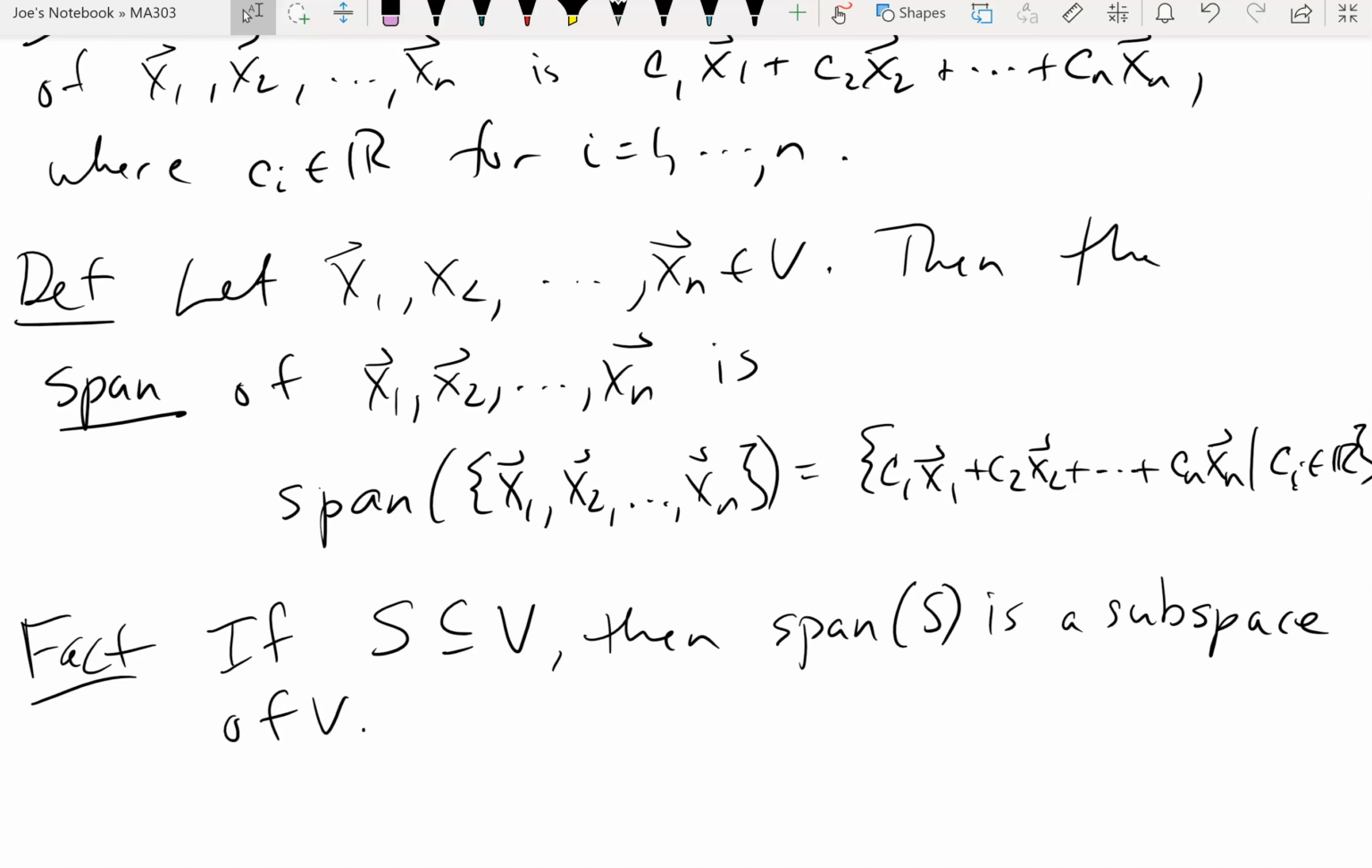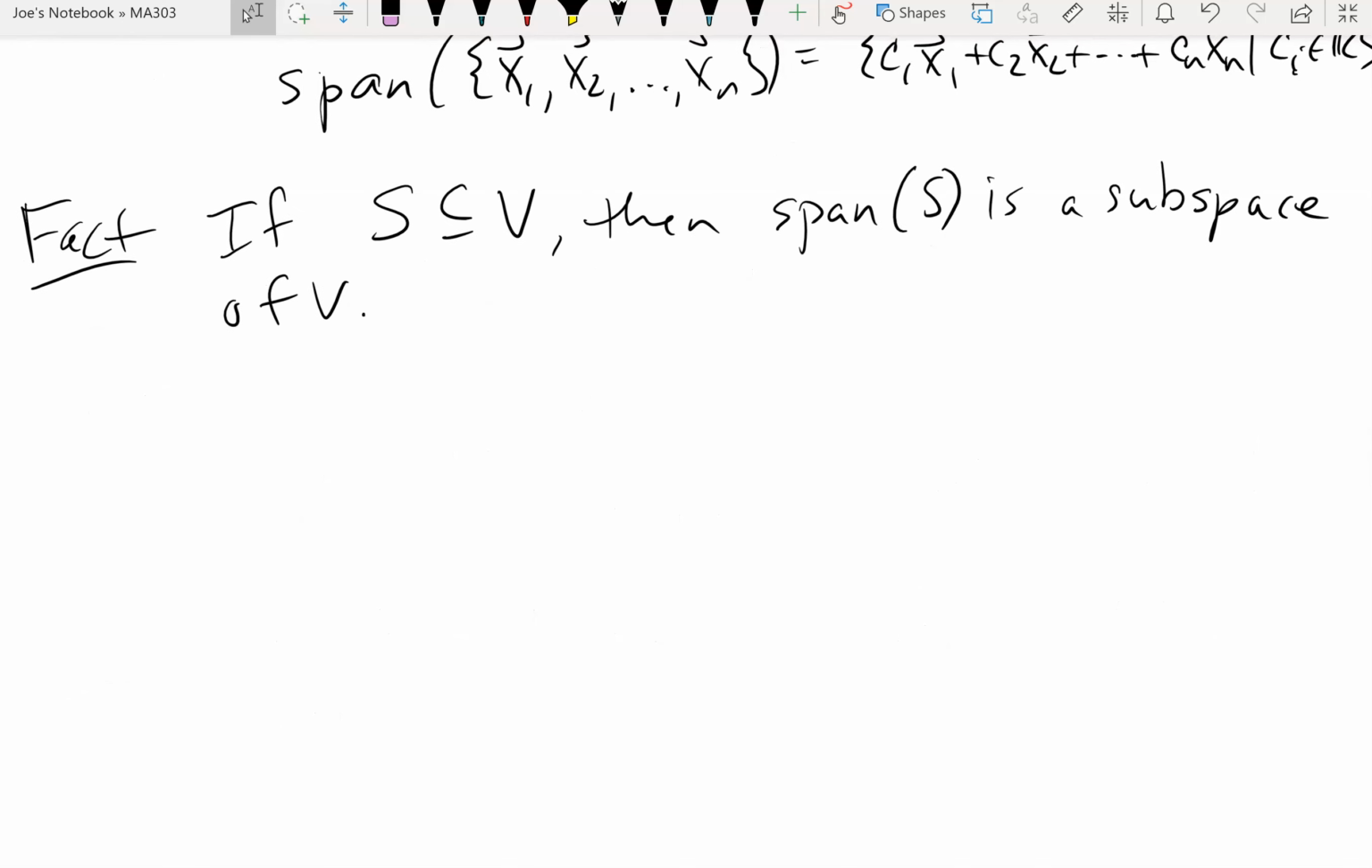Okay. So, the fact that the span is a subspace of V isn't really a surprise, because if I add linear combinations, I get a linear combination. If I take a scalar times a linear combination, I get a linear combination. We've already talked about this as well when we were solving systems of equations, even though we didn't call it this.